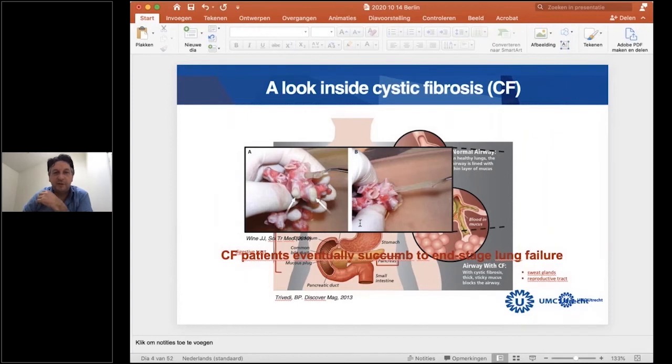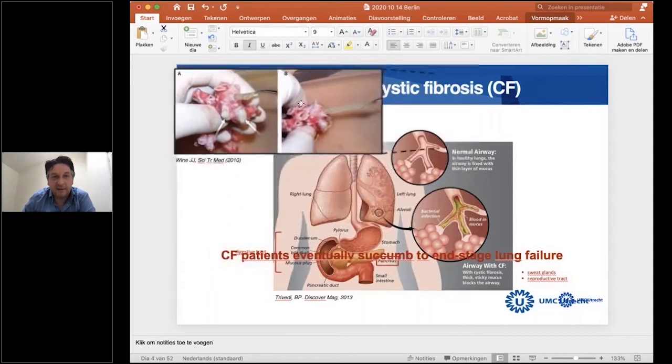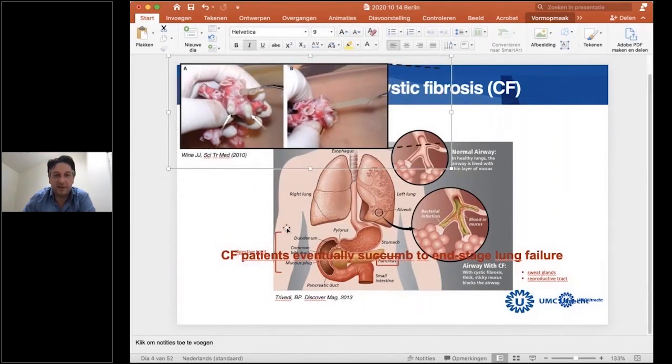So we use this to study cystic fibrosis. I think many people here know that cystic fibrosis is a disease of an ion channel. It's an ion channel which leads to chloride secretion in many epithelial organs. Most clearly, the lungs are affected, but also along the gastrointestinal tract.